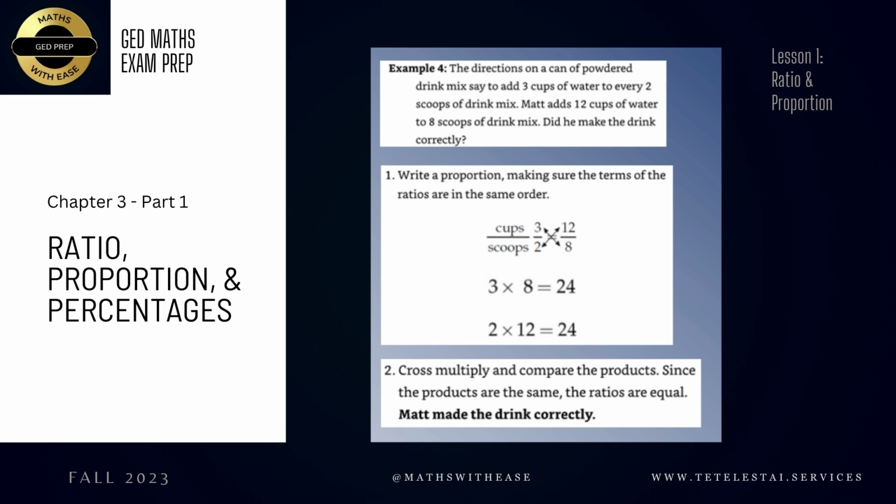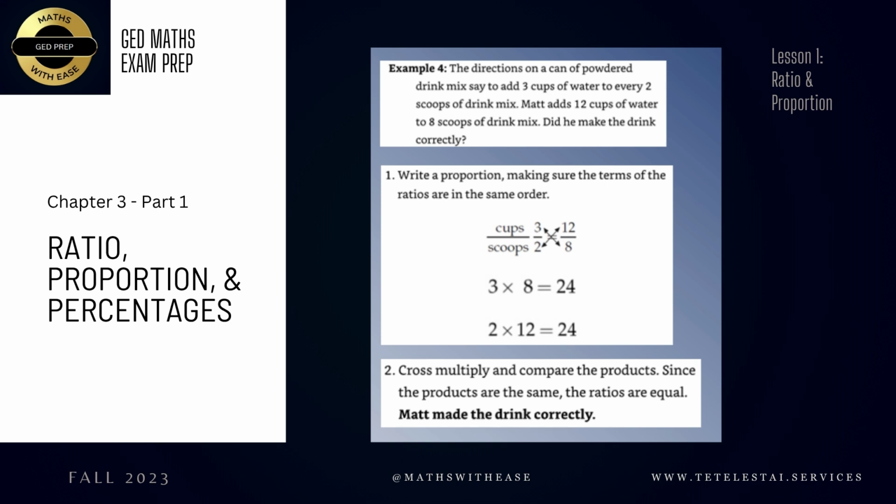Because let's say maybe the drink has some medicinal value, so you don't want to overdose your family members, right? So you want to make sure that even though you're making a large quantity, not a single serving but enough for several people, you still proportion it according to the indications on the drink bottle. So the first thing you're going to do is write a proportion, making sure that the terms and the ratios are in the same order, right?